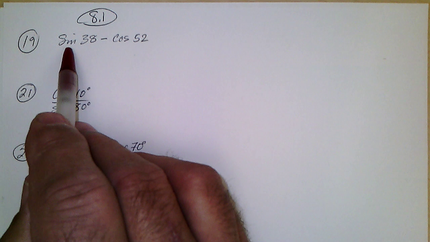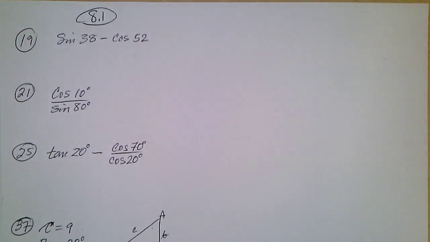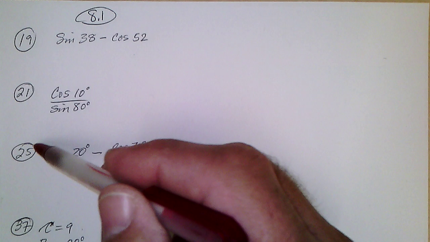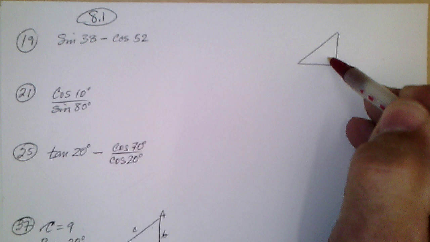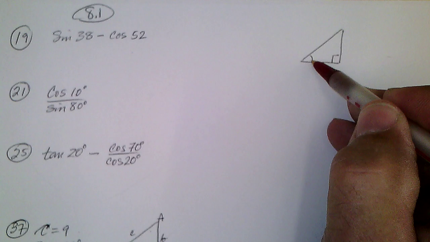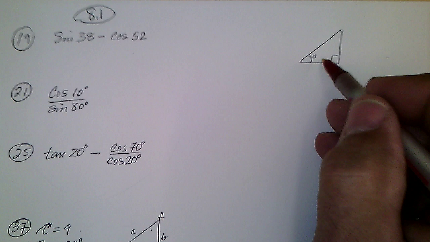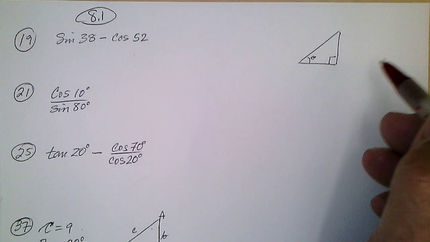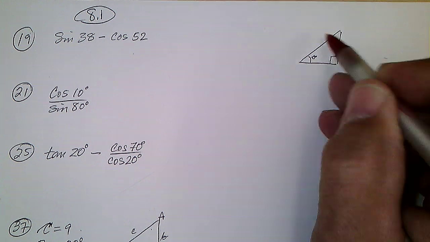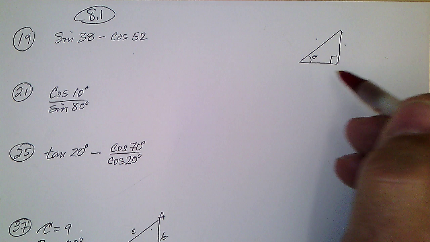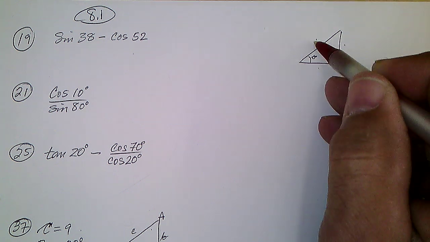So the first one says sine of 38 and cosine of 52. Well, what we're going to do on these 19, 21, and 25, we're going to use the idea that in a right triangle, if we have an angle that we're looking at, whatever size it is, the sine is the opposite over the hypotenuse, and the cosine is adjacent over the hypotenuse.